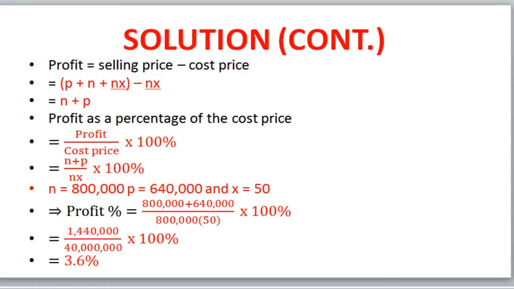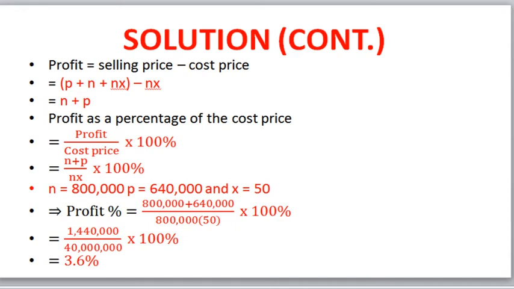So in place of the selling price, we put P plus N plus NS, then minus the cost price. And the cost price is NX. Good. Now, in doing this, you just take the bracket away, then you'll be having P plus N plus NS minus NS. Then we have plus NS and then minus NS.